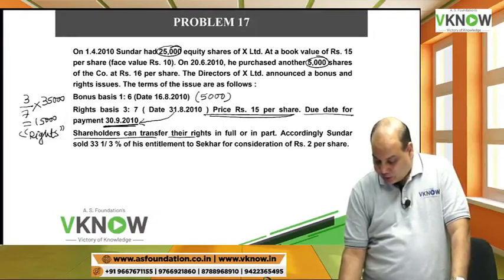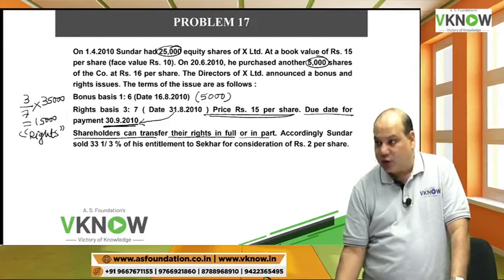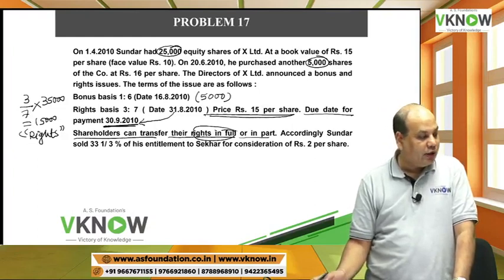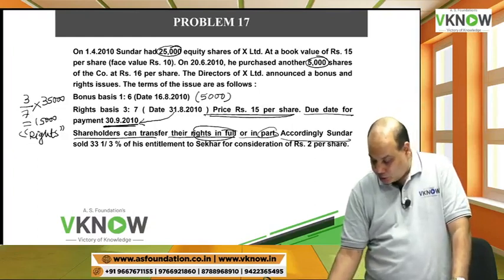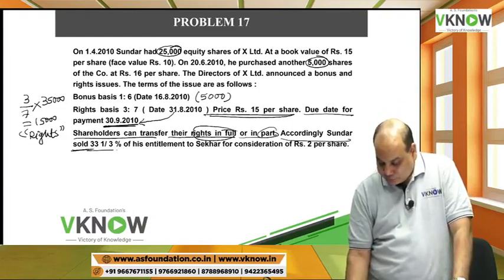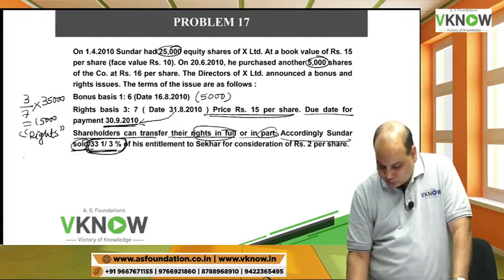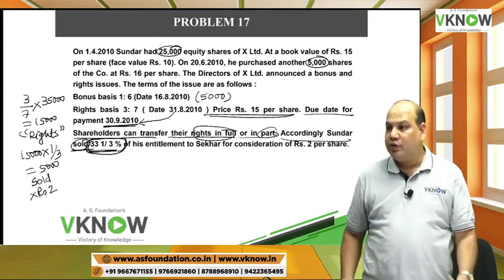Shareholders can transfer their right in full or in part. If you want to exercise your right, you can. If you want to transfer your right, you can do so either fully or partly. Accordingly, Sundar sold 33 1/3% of his entitlement. Sold means 15,000 into 1/3, 5,000 rights sold at the rate of rupees 2 per share.